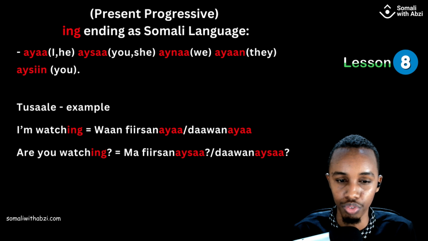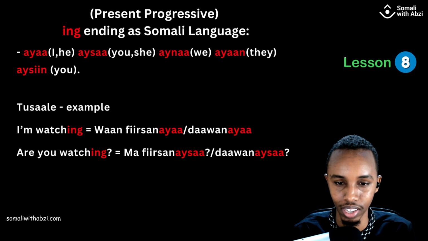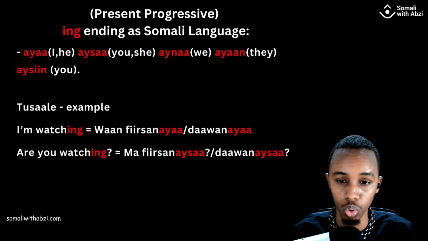So the ending of I and he sentence should be aya. The ending of you and she is asa. The ending ing of we sentence is aina. The ending of the sentence they in Somali is asin. And the ending of you plural is ayan.